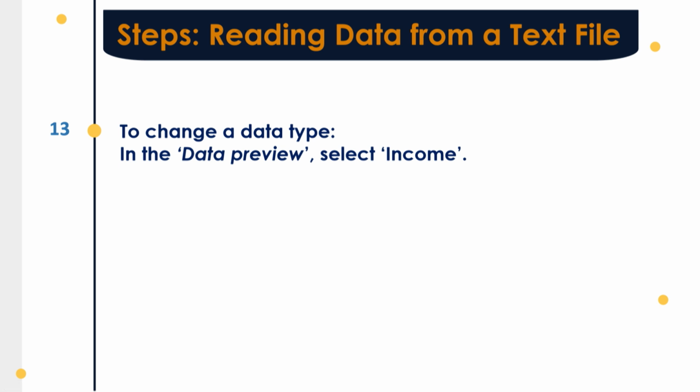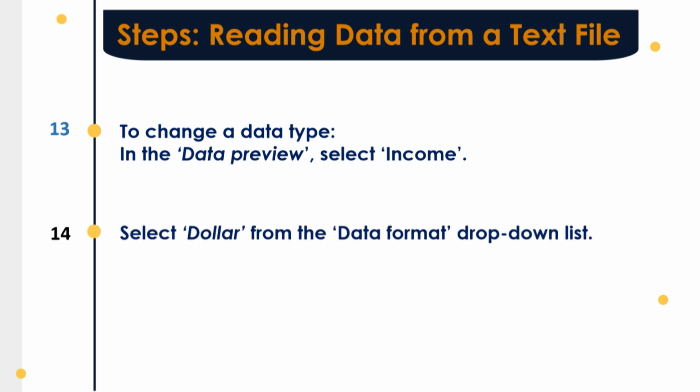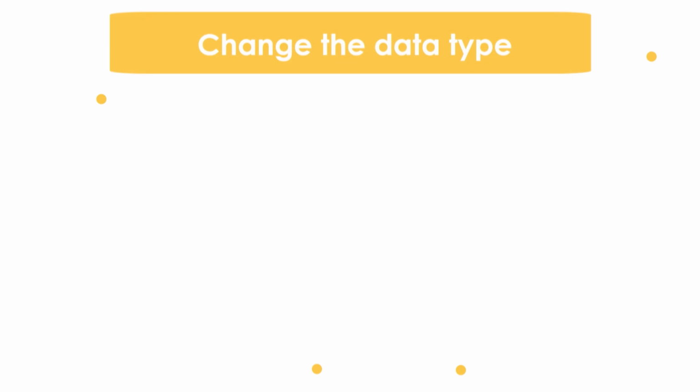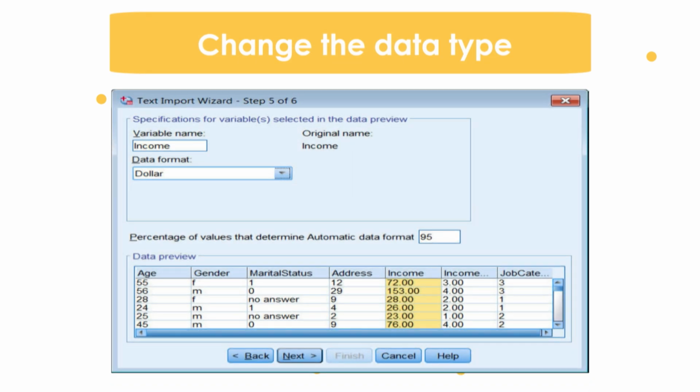The 13th step to read the data from the text file is to change a data type. In the data preview, select income and select Dollar from the data format drop-down list. Next, we see how to change the data type. We have the variable name called income, and you can see here data format as Dollar. Now, this is the income variable we have chosen, and we are going to change its data format to Dollar, and then click Next.